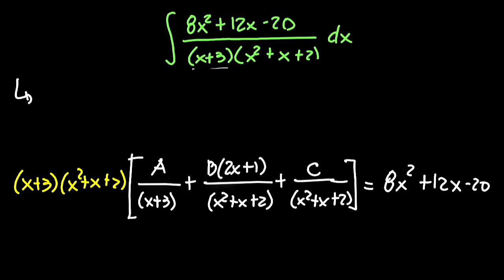And now, multiply this value on this, focusing on the first part, this multiplied by A over x plus 3. You can actually see here that x plus 3 would cancel by this, and what you're left with here is A multiplied by x squared plus x plus 2.